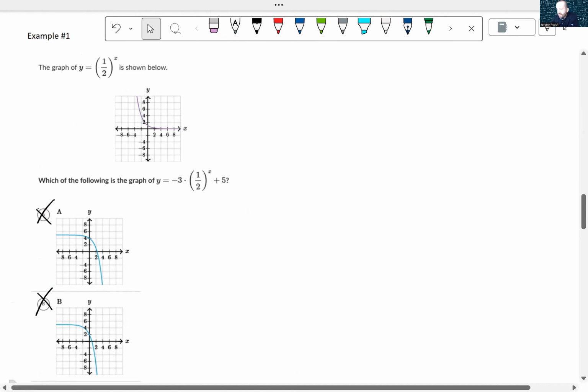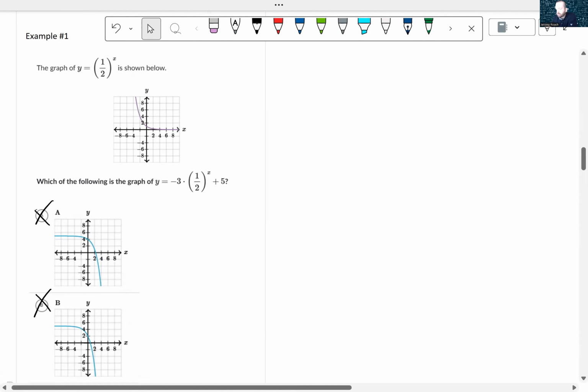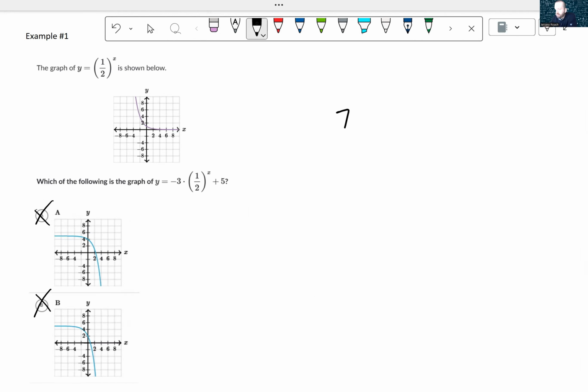So when we're looking at exponents, a good rule to remember is anything to the power of 0 equals 1. 7 to the 0 equals 1. 1,000 to the 0 equals 1. A to the 0 equals 1. 1/2 to the 0 equals 1.